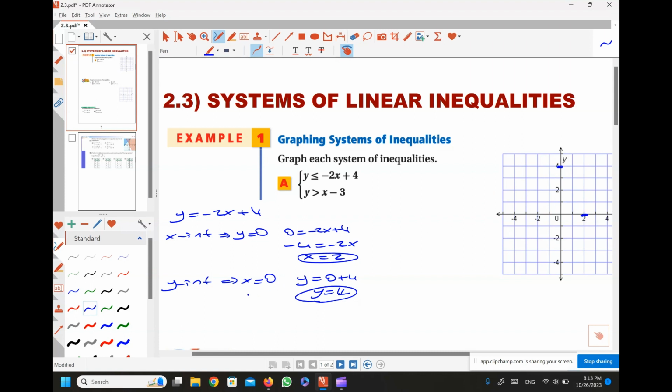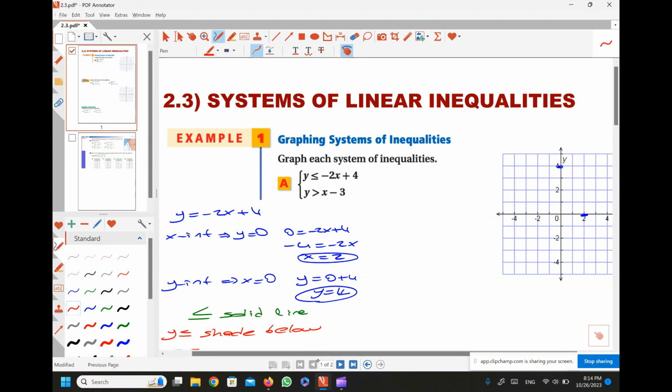And lastly, not lastly, we have to figure out what kind of line to use to connect these 2 points. Here we have less than or equal to, which requires using a solid line. So we are connecting them by using a solid line. And finally, you have to figure out which region to shade. Since you see there is y on one side of the equation, less than or equal to, then you have to shade below the line. So we will use a solid line to connect them and shade below the line.